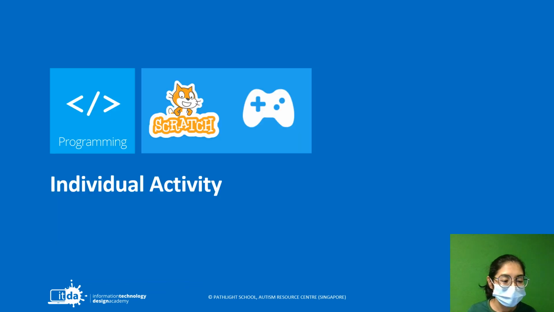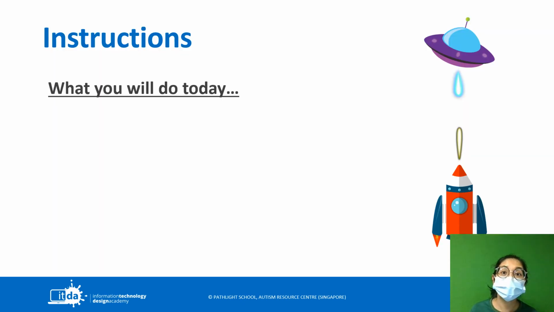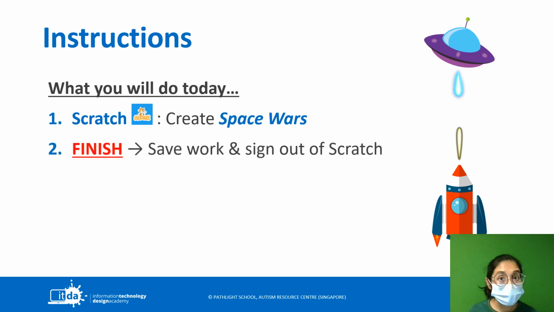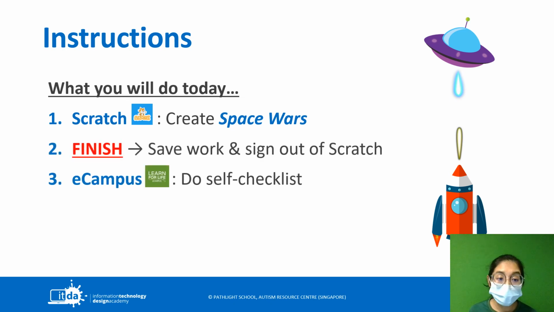Now that's the end of group learning. Let's take a look at what we're supposed to do today first. Class, what you will need to do is after watching the demonstration video, go to Scratch, finish your Space Wars project. Save your work, sign out of Scratch, and then go back to eCampus and do your self-checklist. And that will be the end of today's HBL.